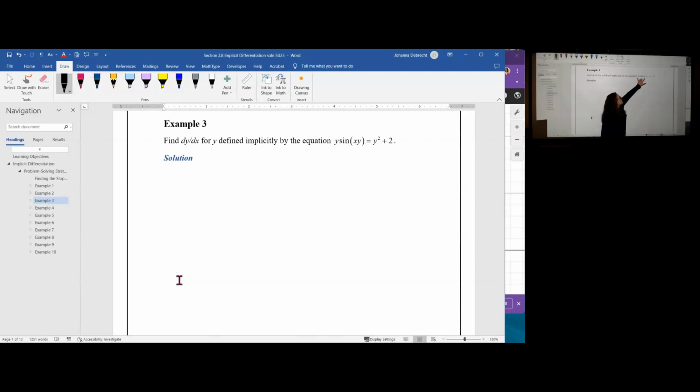I have a product rule twice on the left. Y times sine of xy. Y and sine are product rule. Sine is also chain rule. Sine on the outside, xy on the inside. Xy is also the product rule. On the right, y squared is still chain rule. The outside is the square and the inside is y. It's not an x, so the derivative with respect to x is dy dx. Go ahead and pause the video, work it out, then turn the video back on and we'll compare.